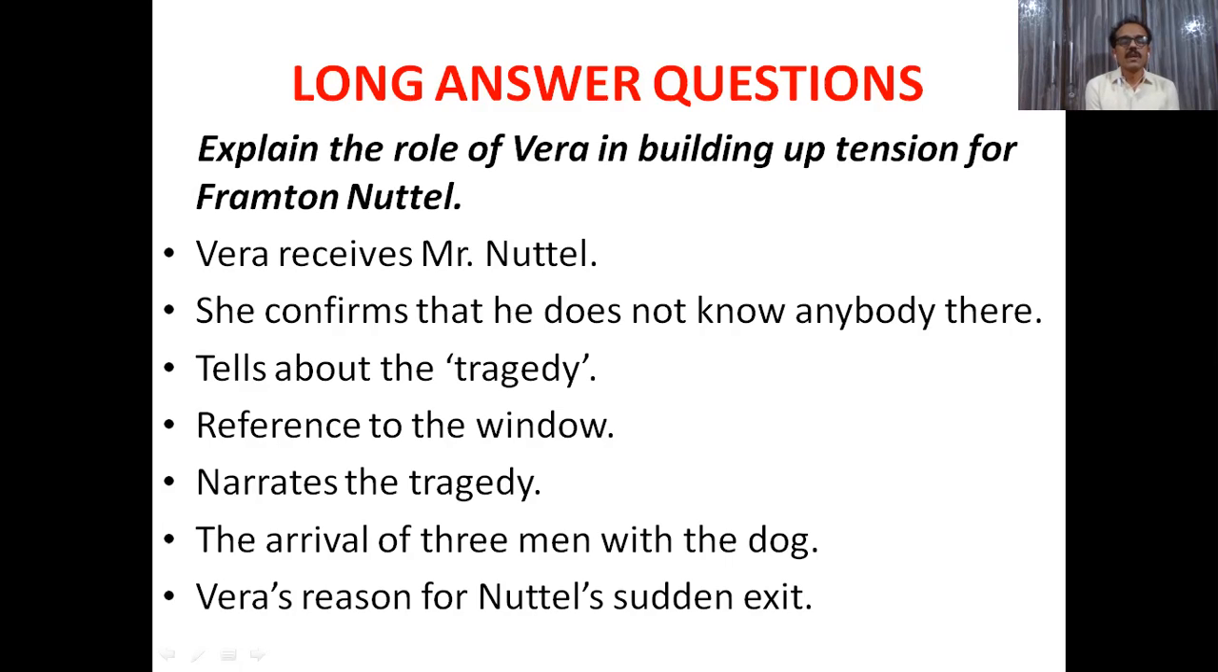Mrs. Sappleton. And when Mr. Sappleton asks Mrs. Sappleton, that means the husband asks the wife, who is that person, why he ran away, like a sudden fright. Then Vera immediately weaves a story, that Mr. Nuttall ran out of the house because he is afraid of the dogs. And for that, she tells a story.